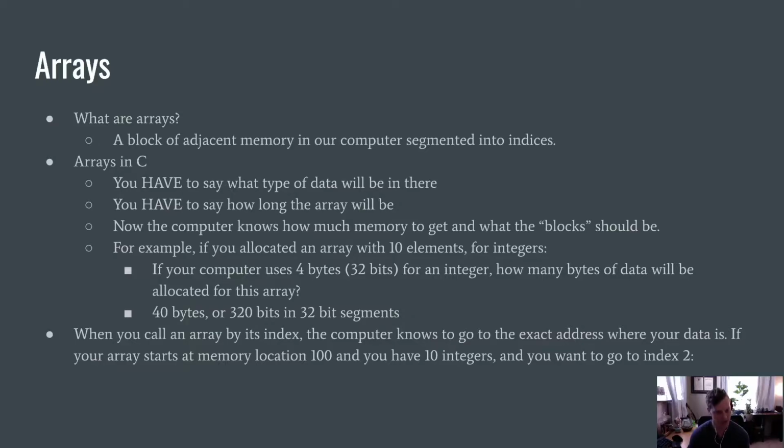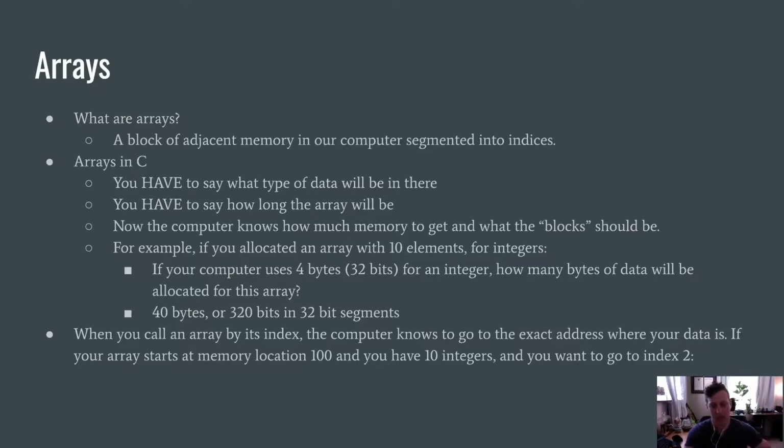Let's say that we have an array, and the memory location of the array starts at memory location 100, and we're going to be working in decimal here. Don't worry about hex. So if the array starts at memory location 100, and we have 10 integers that we've allocated for our array, and I want to go to index 2, what memory location will your computer go to retrieve that element at index 2?